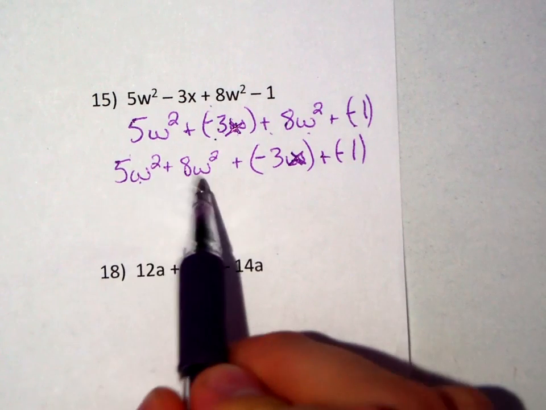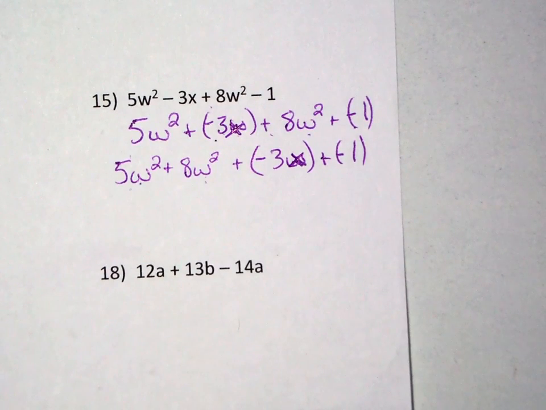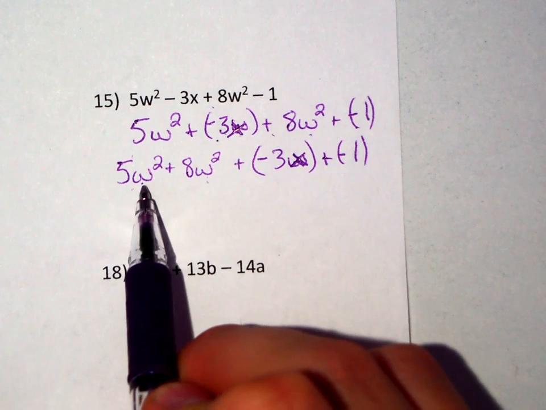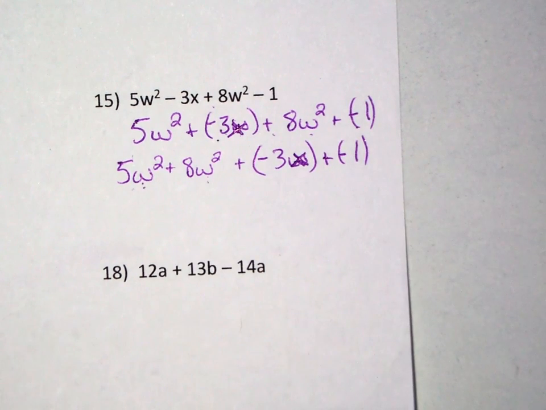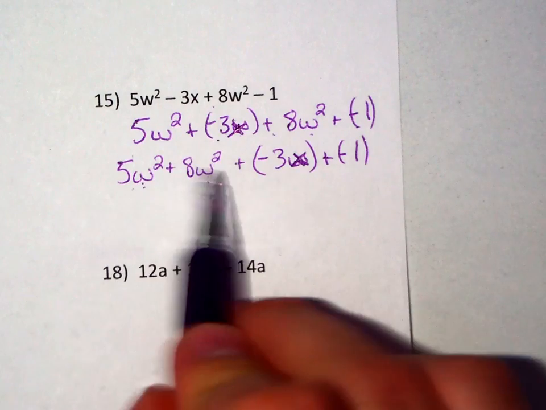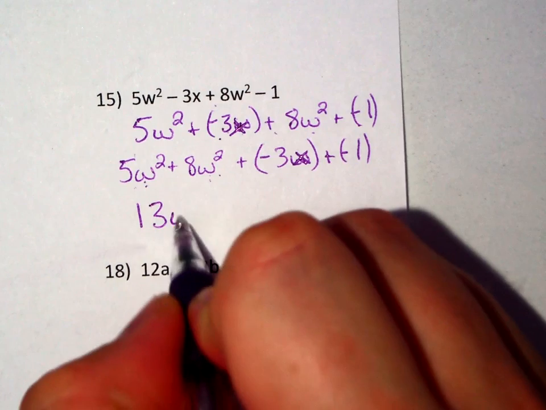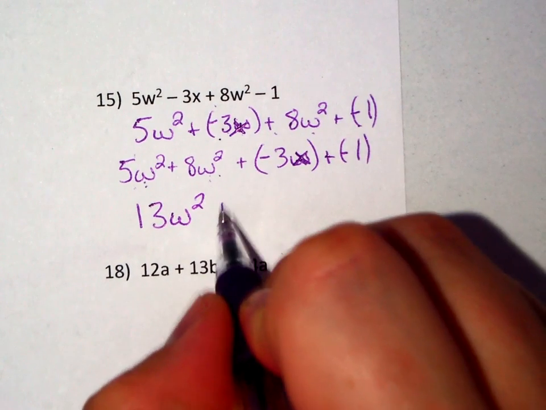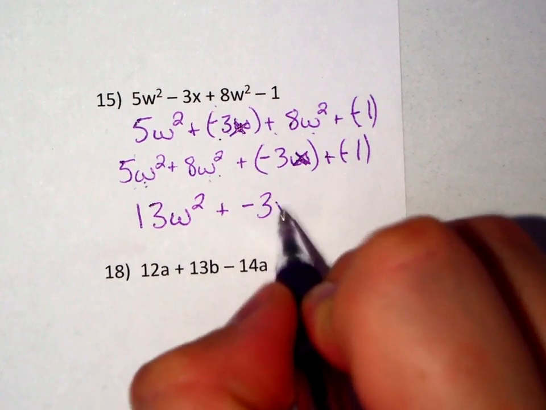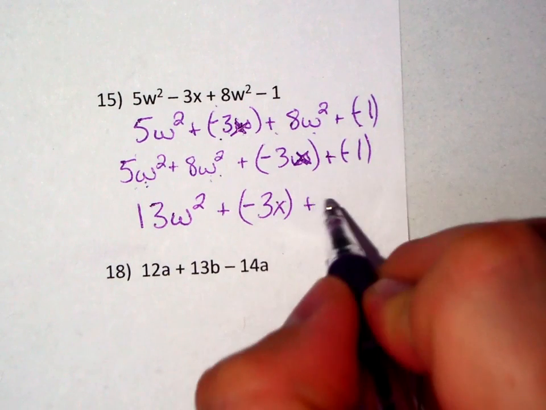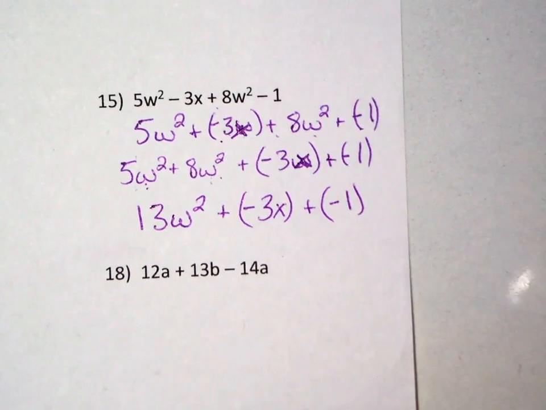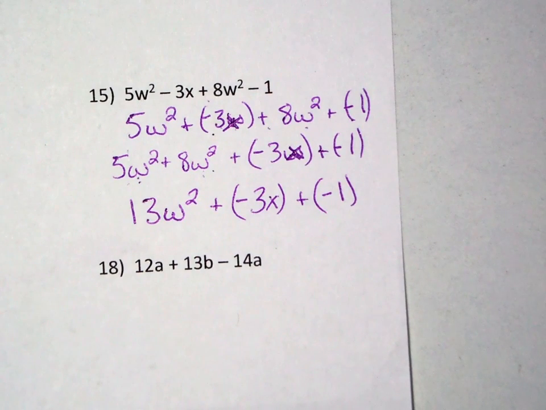Now we can go back through and see, is there anything more that can be simplified? Well, we have like terms here on these two terms in our expression. Both of them have the variable w squared, and so we can combine them by adding the two terms together. 5 plus 8 is 13w squared plus negative 3x plus negative 1. And I don't see anything that can factor out in this example, so that would be as simple as we could get this problem to go.